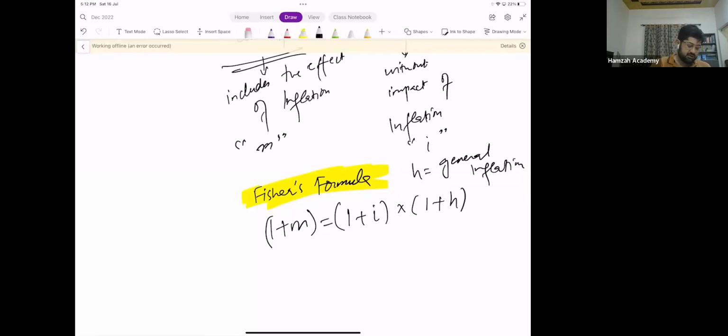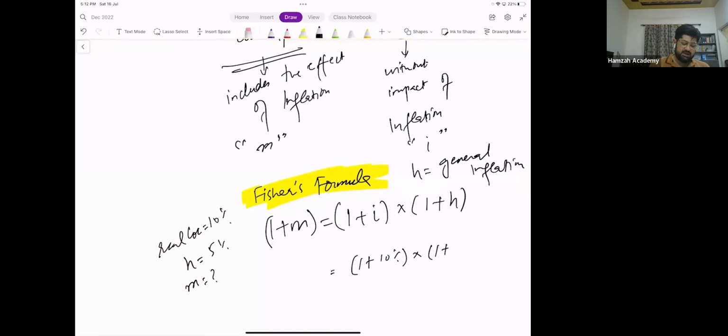For example, real cost of capital is 10%. General inflation is 5%. What is M? 1 plus I, 10%, into 1 plus 0.05, 5%, minus 1 is equal to M. 15.5, I think, percent it will be, if I'm not wrong. Yes, 15.5%.